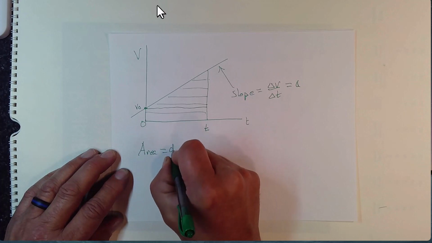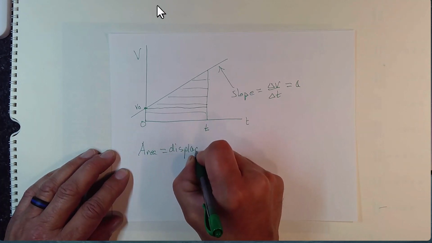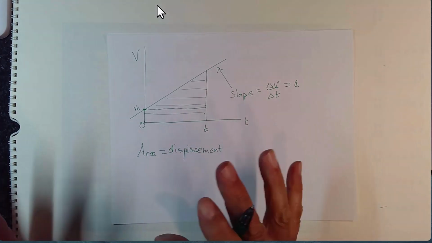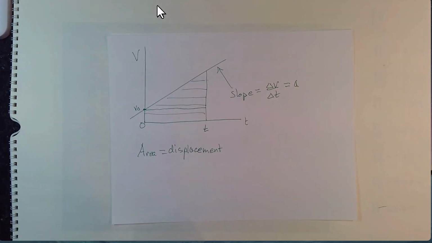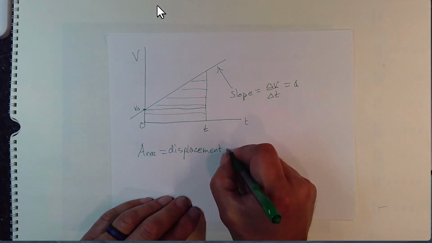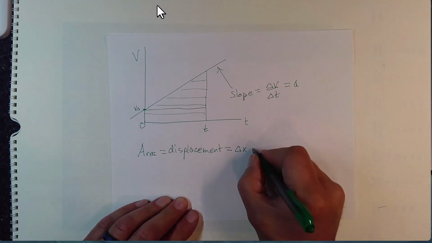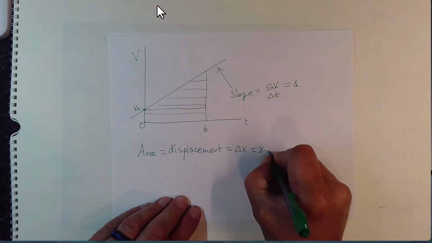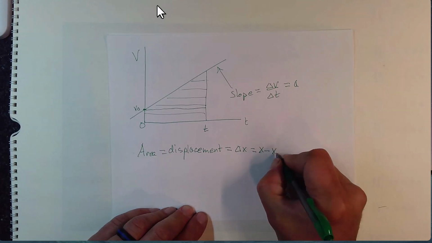That's going to equal the displacement. This is an abstract concept. Try to get a handle on that first by going back to the constant velocity thing and thinking about that. So the area is equal to this displacement. That'll equal delta x, which in this case is going to be x minus x sub 0, because we're starting from the 0 time here.